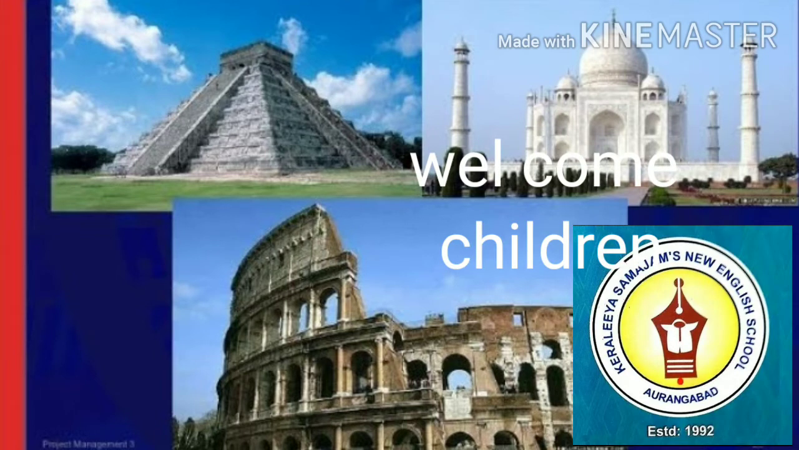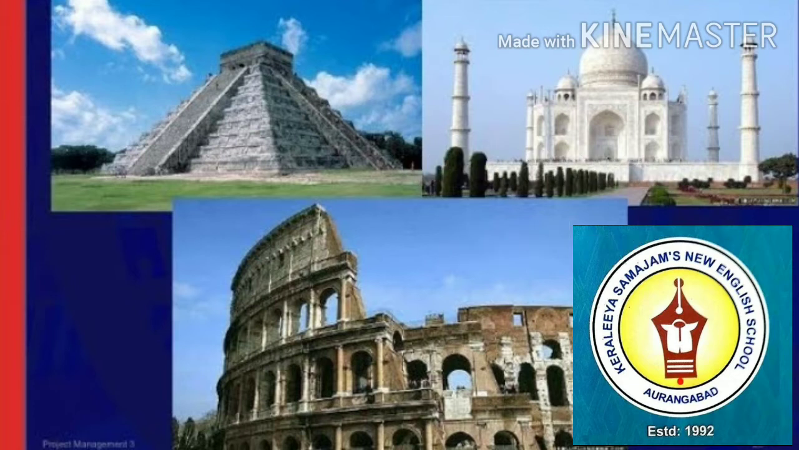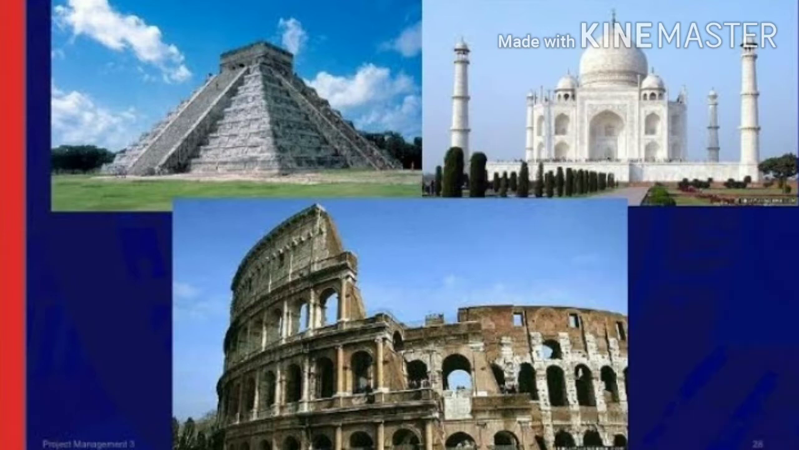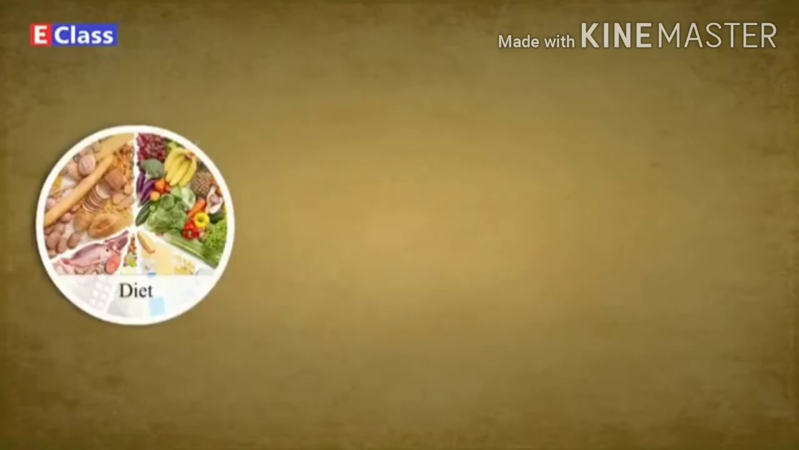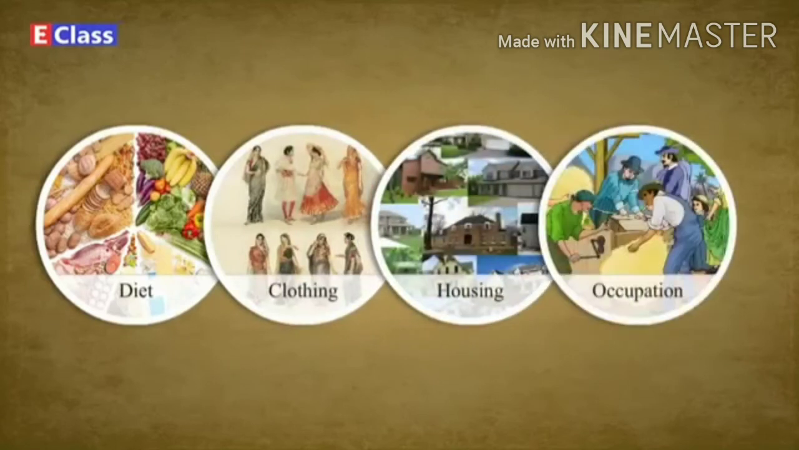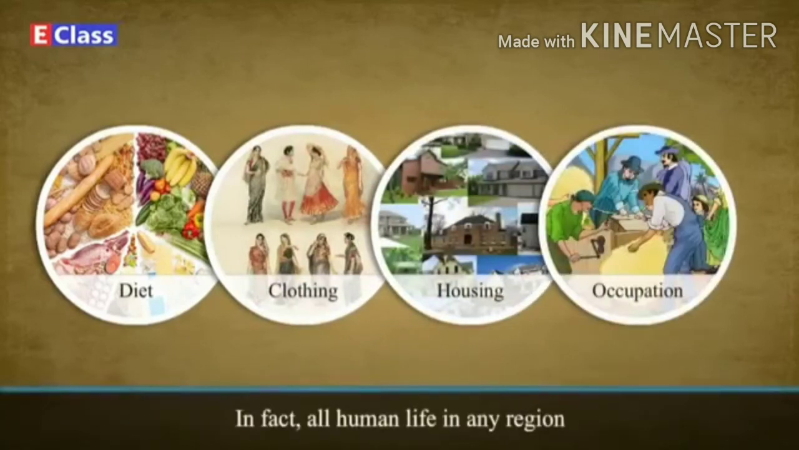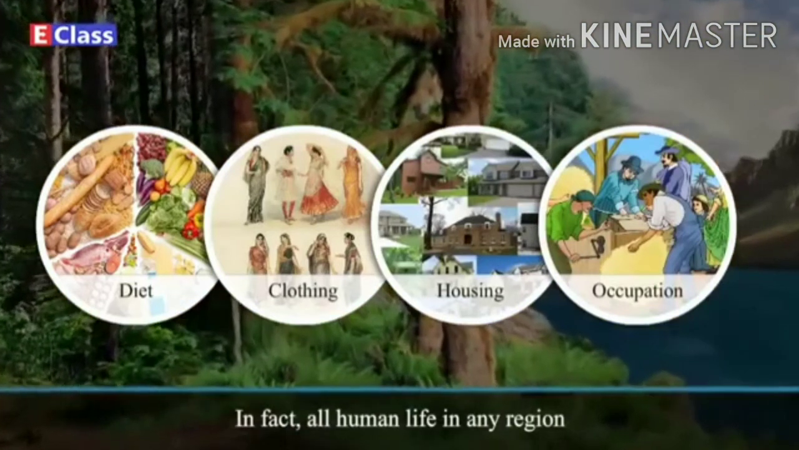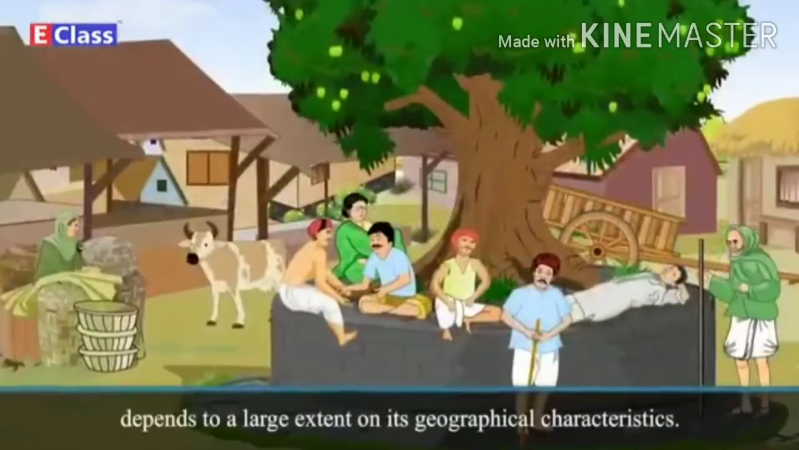Children, in the previous lesson, we studied the four pillars of history. Now, today, we will study the geographical features of history. Children, our diet, clothing, housing, occupation. In fact, all human life in any region depends to a large extent on its geographical characteristics.